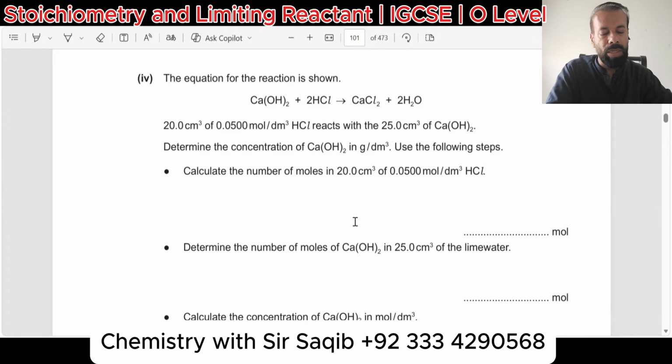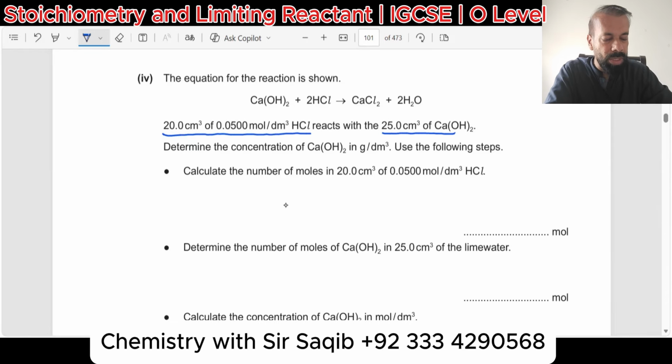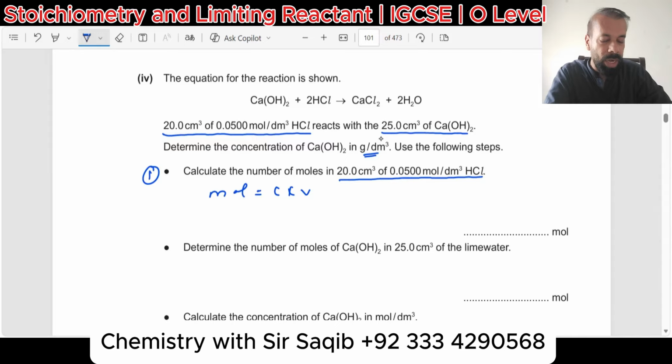Okay. Look at this question. Equation for the reaction is shown: calcium hydroxide and HCl. 20 cm cube of this HCl reacts with 25 cm cube of this. Determine the concentration of calcium hydroxide in gram per dm cube. Use the following steps. Number one, calculate the number of moles of 20 cm cube of this HCl. Easy, you are given everything. Which formula will you apply? Mole is equal to C times V. So what is C? C is 0.05. And how much is volume? 20. 20 divided by 1000 is equal to 0.02 dm cube.